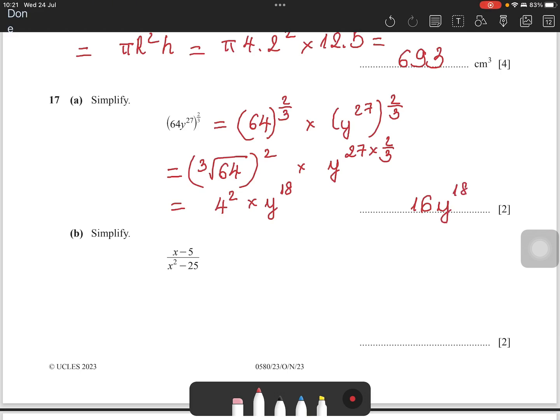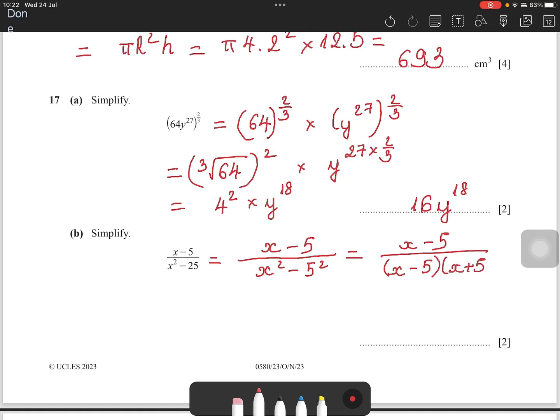B. Simplify this algebraic expression. For the numerator, we just keep the same. And for the denominator, 25 is 5 squared. So we can write the denominator as x squared minus 5 squared, which means x minus 5 times x plus 5. And we see that there's a common factor of x minus 5, so we can cancel it. And the answer is 1 over x plus 5.